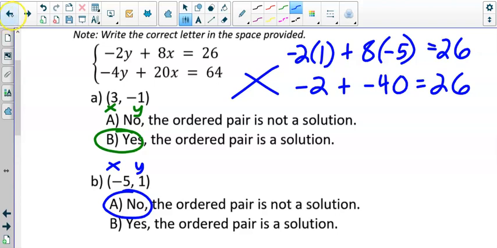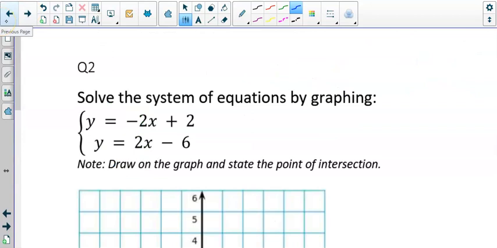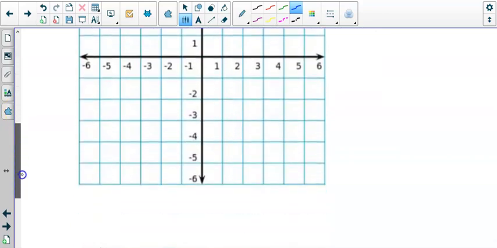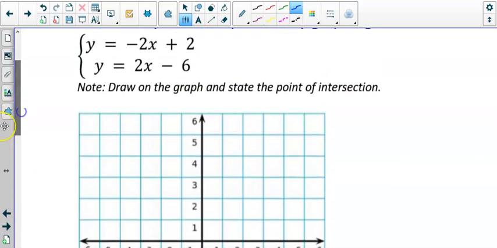All right, moving on to the next one. Question number 2. So it says, solve the system of equations by graphing. So we want you to graph the 2 lines, and then you're going to tell us the intersection. Okay, that's what this means right here. State the point of the intersection.